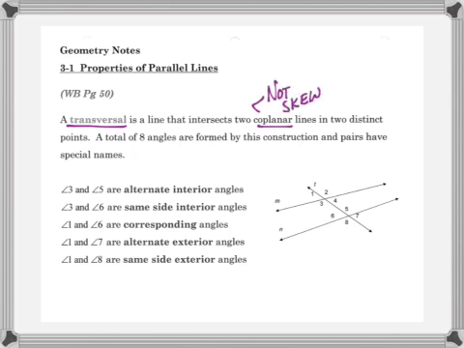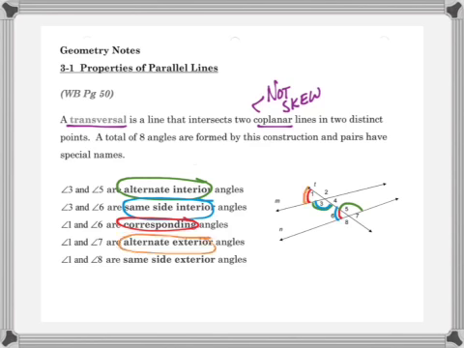The coplanar part deals with the non-skew, so these are assumed to be in the same plane. Alright, so we have alternate interior angles. 3 and 5 are on alternating sides of the transversal, and they're between the lines, so they're interior. We call them alternate interior. Same side interior are, again, within the two lines, and on the same side of the transversal.